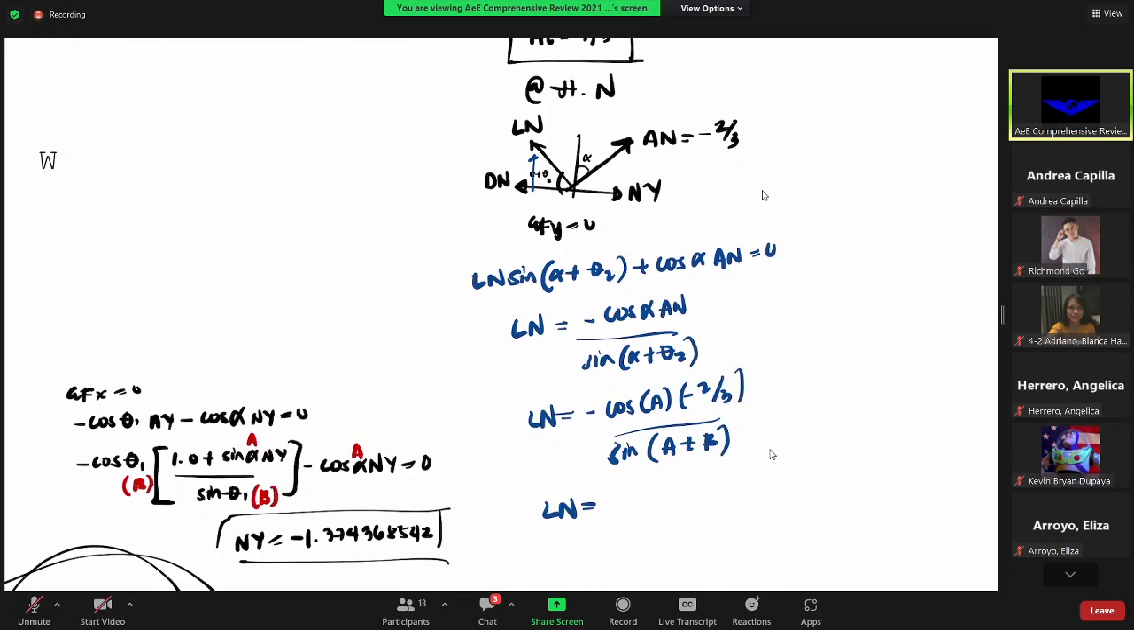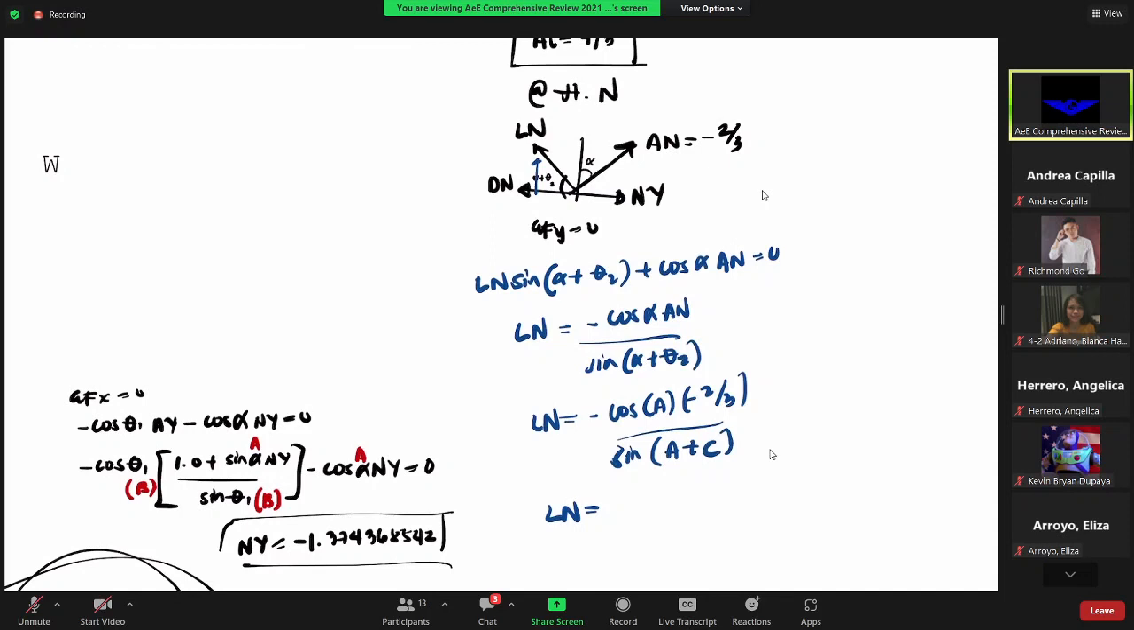Theta sub 2 pala. Sorry guys. That is store C. This is store C. Theta sub 2 na pala to. Store C, 5/6. 5/6 pag yung store C. Sa iba? 5/6. Oh. 5/6.